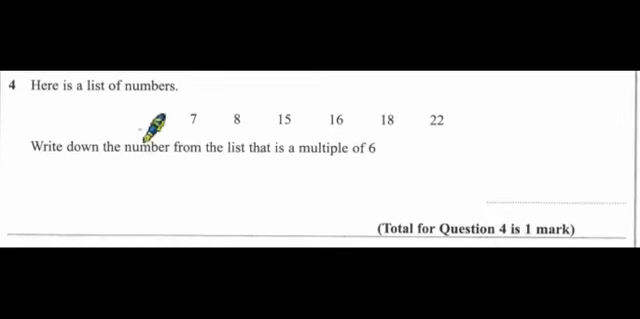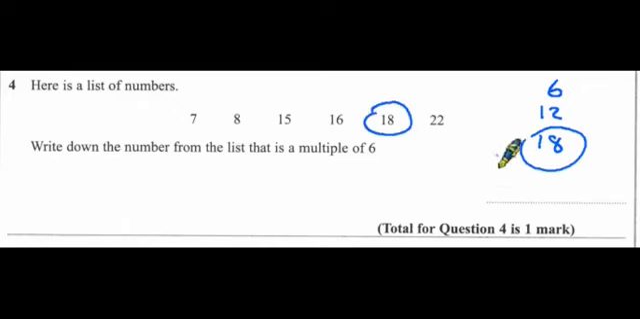Question 4. Here is a list of numbers. Write down the number from the list that is a multiple of 6. So we need to find the number that divides exactly by 6. If you know your times tables, you will probably spot this one straight away. Otherwise, you could simply list the multiples of 6. So in other words, the 6 times table. 6 plus 6 is 12, plus 6 is 18, and straight away we have a multiple of 6, so 18 is your answer.